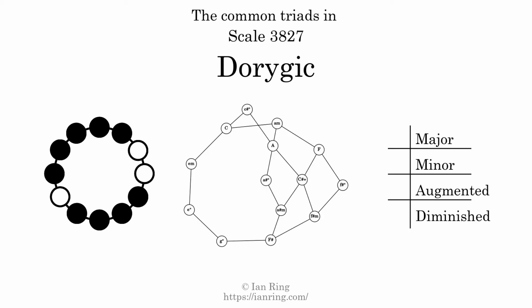Here are the common triads present in this scale. The diagram in the center is a graph of parsimonious voice leading between triads. There are 4 major triads. There are 4 minor triads. There is 1 augmented triad. There are 5 diminished triads. Here is a Hamiltonian path of parsimonious voice leading that uses all the triads.